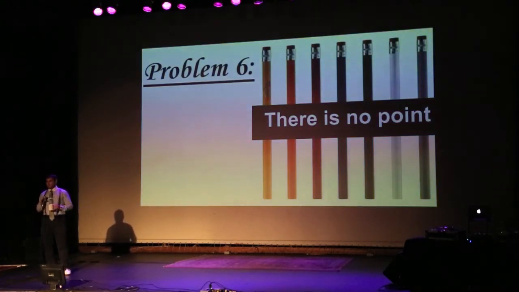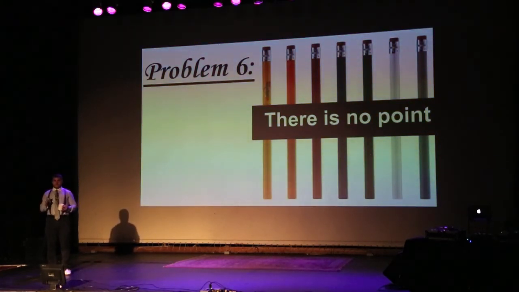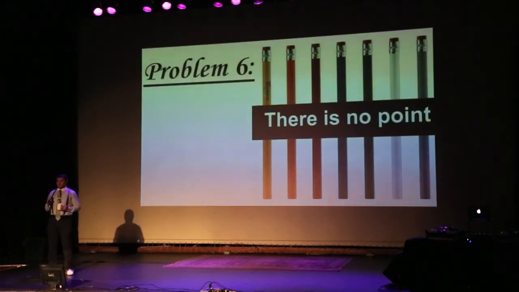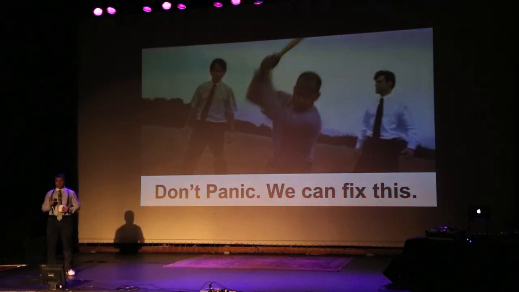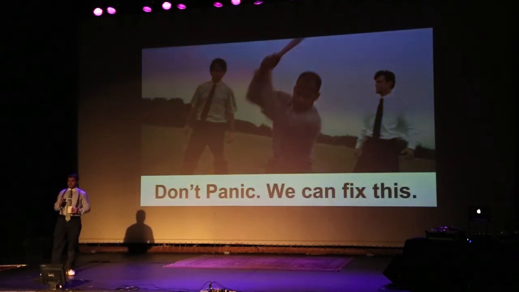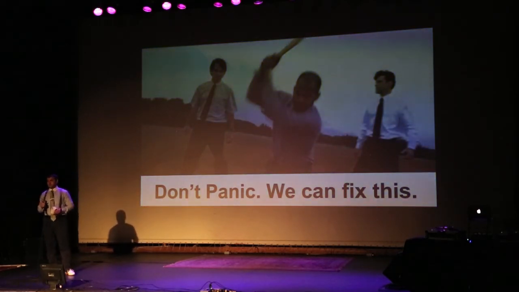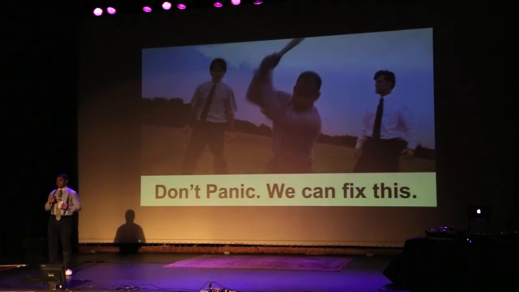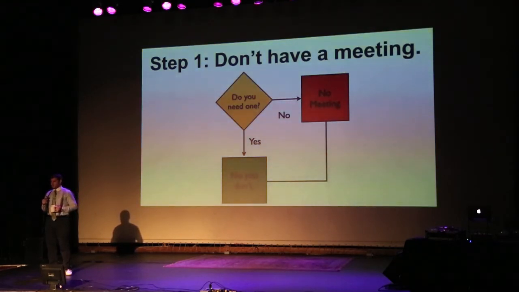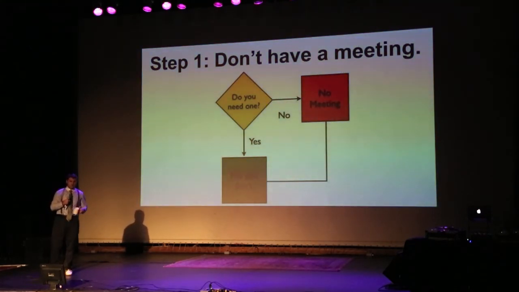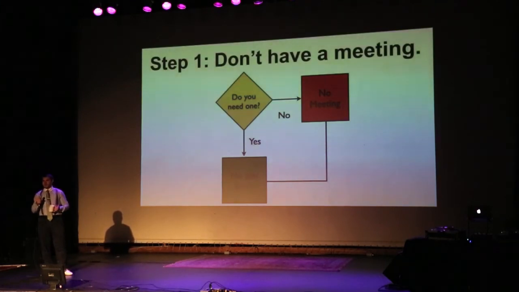So I know you're all thinking, it's hopeless. We're gonna have to go Office Space on this meeting and go bash a printer or something like that. Don't panic, we can fix this problem. I've got 5 easy steps to help you make your meetings better. First off, this is an easy one. Don't have so many meetings. There's better ways to communicate information. Email, wiki, instant message, have a one-on-one.